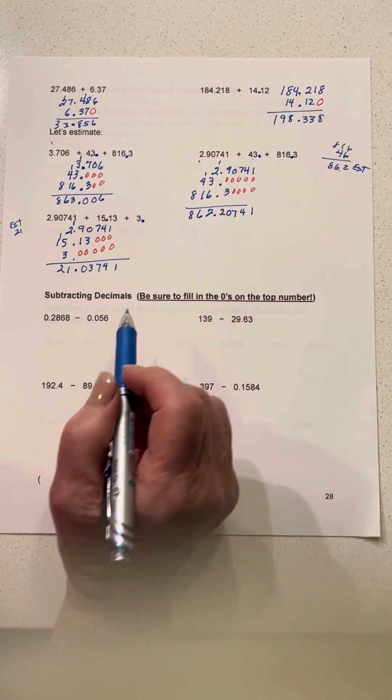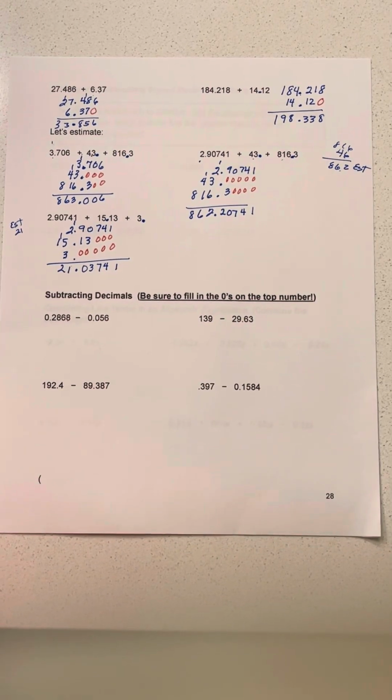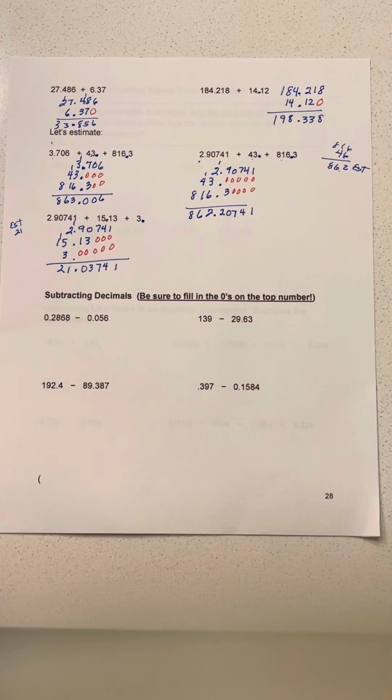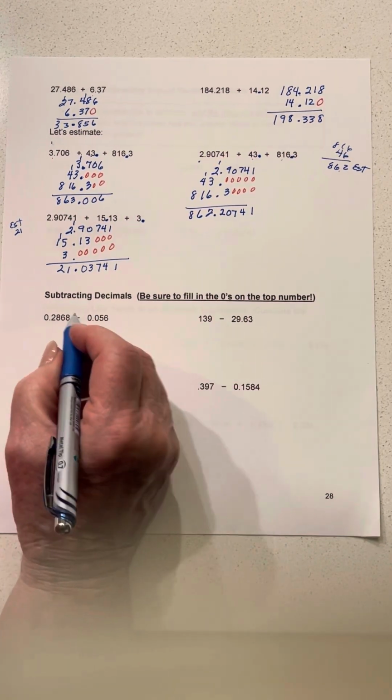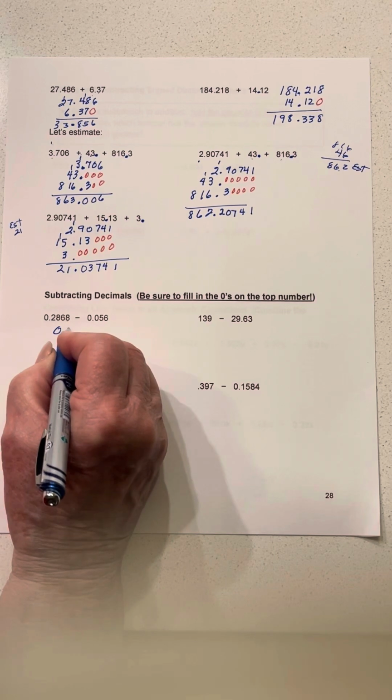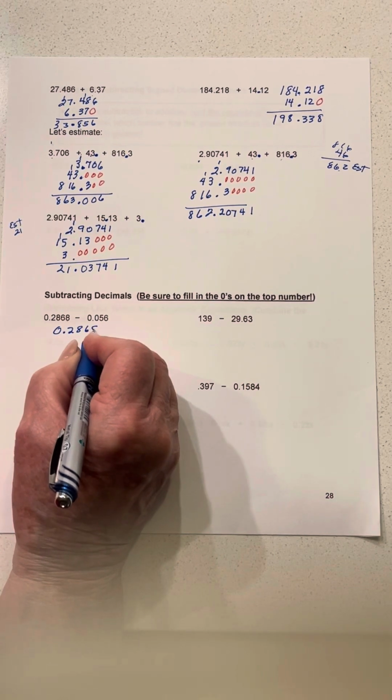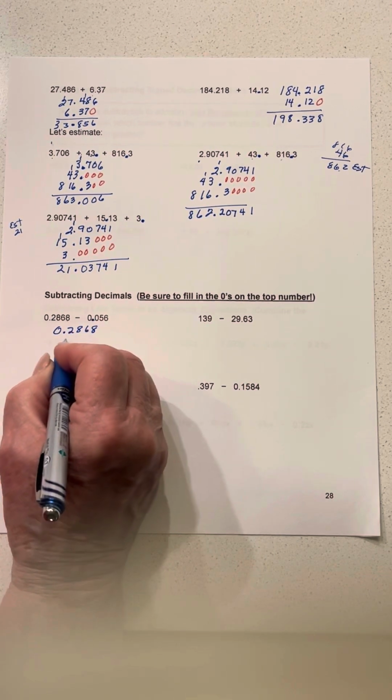Now we're going to subtract decimals. I don't think I started this. Yeah, I think I did. Okay, we're going to subtract these. And again, we're going to line up the decimal points.